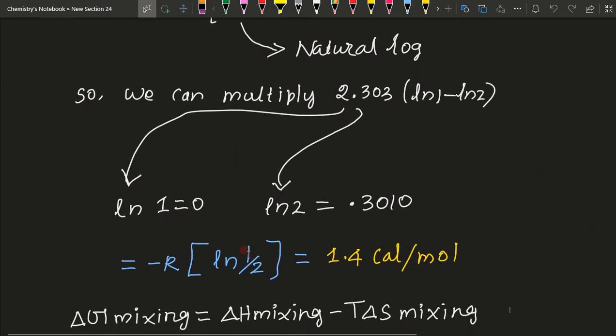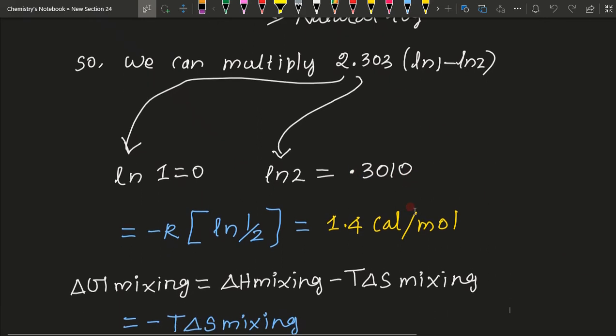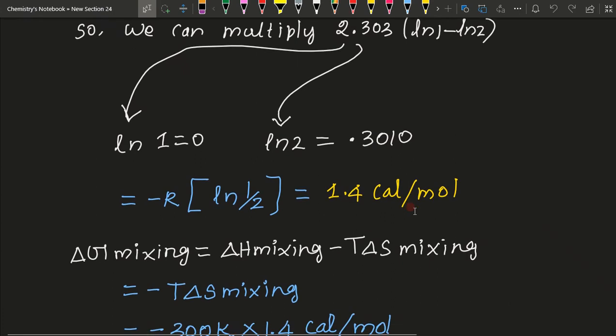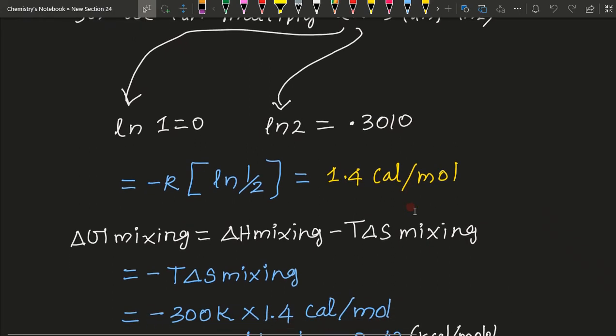Here ln 1 equals 0, so ln 2 equals 0.3010. So delta S mixing equals minus R ln 2, equal to 1.4 calorie per mole.